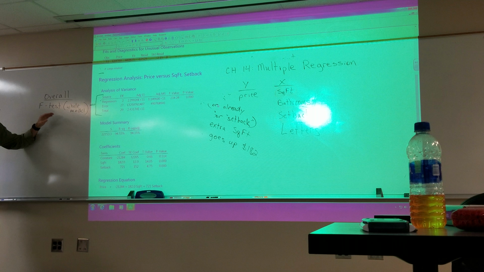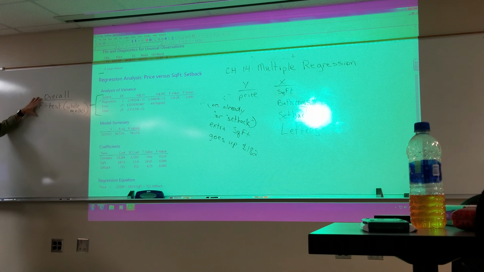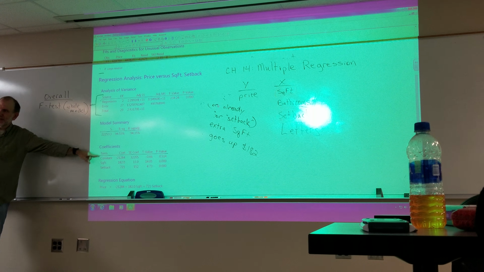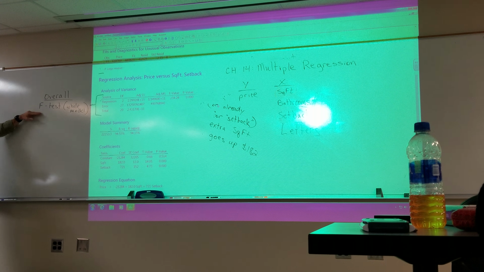So first, we need to test the overall model. And if we get the right result in the overall model test, then we will go down here and test each of these individually. But first, we need to do our overall model test.